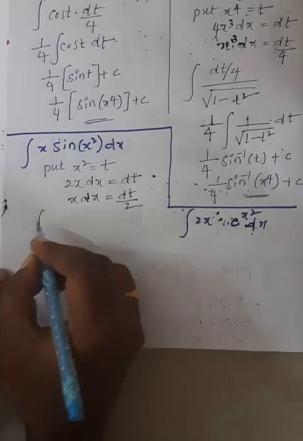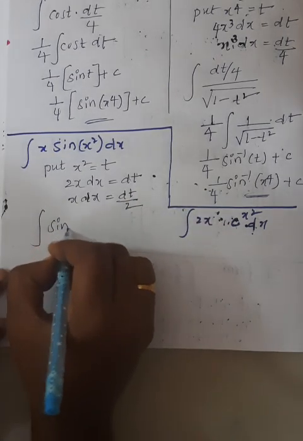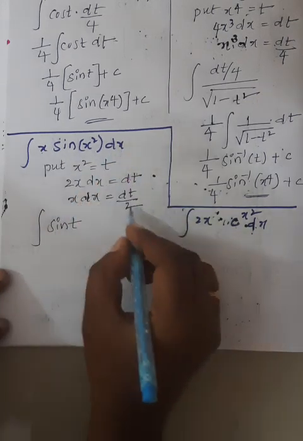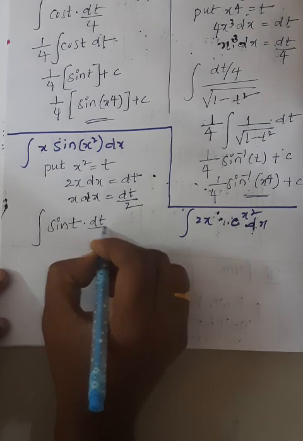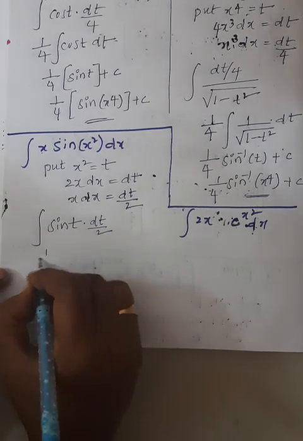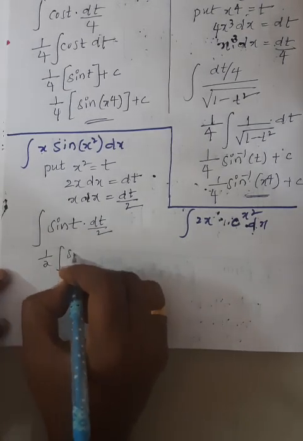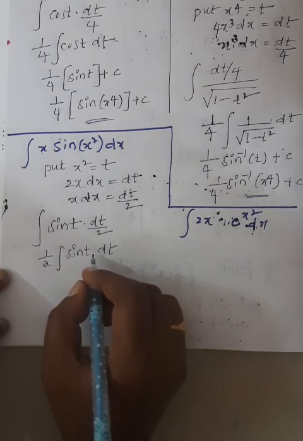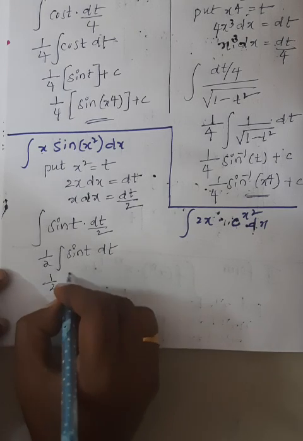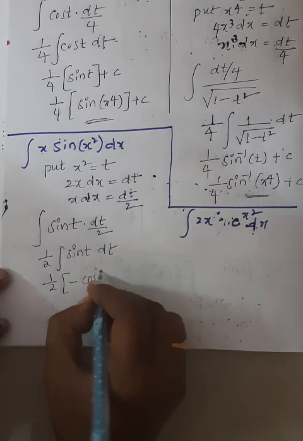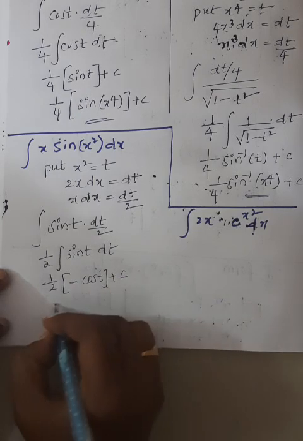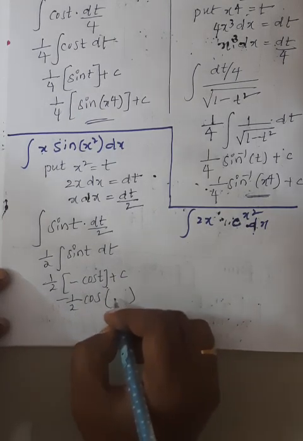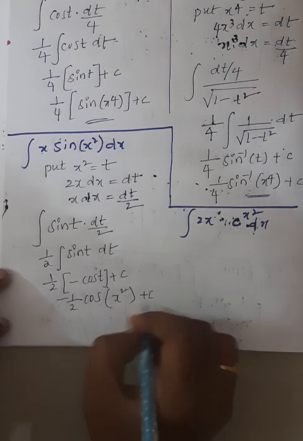Now substitute here. Sine of x square is t. So sine t. X into dx is dt by 2. Substitute here. Now you have to write 1 by 2 outside. 1 by 2 integration of sine t dt. Integration of sine t, you all know that minus cos t plus c. Therefore minus 1 by 2 cos of, again replace t with x square plus c.